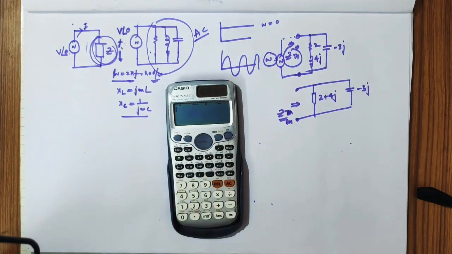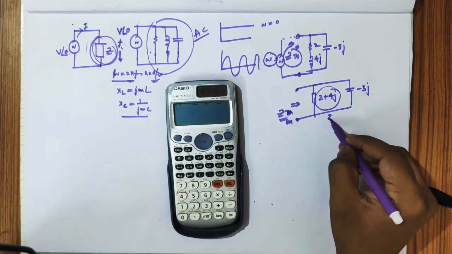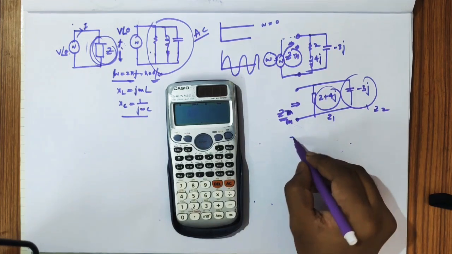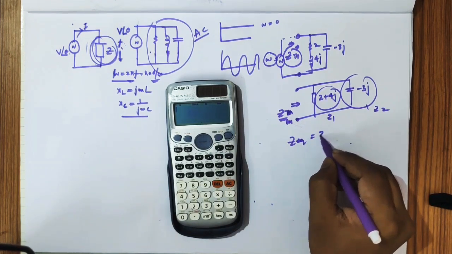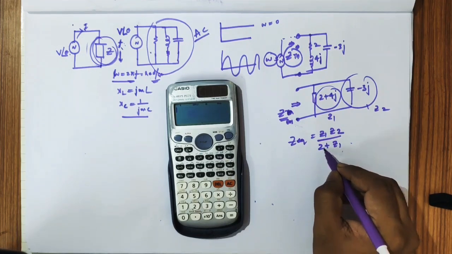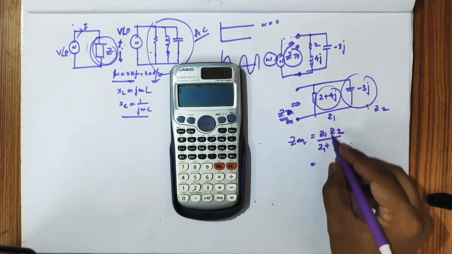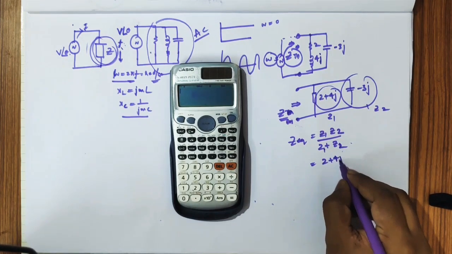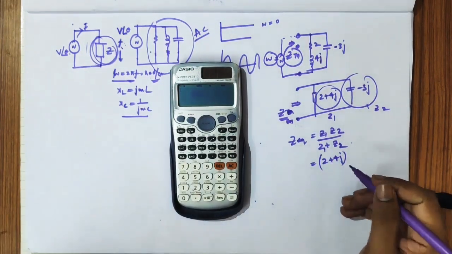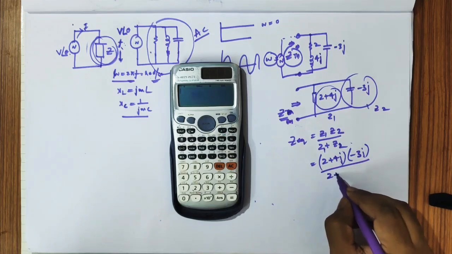So in this manner we'll do this. This is one impedance, let us say Z1, and this is Z2. So Z equivalent will be equal to Z1 into Z2 by Z1 plus Z2. Z1 is 2 plus 4j, you already know that, and Z2 is -3j.